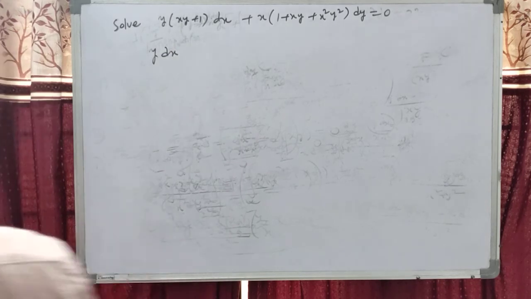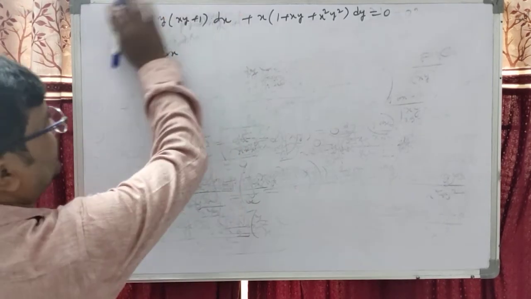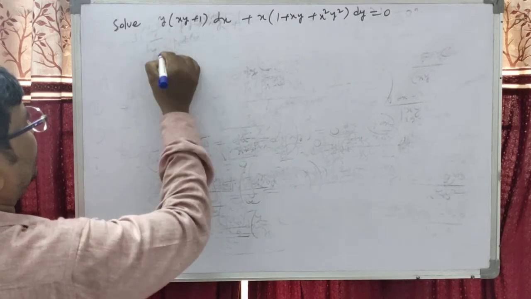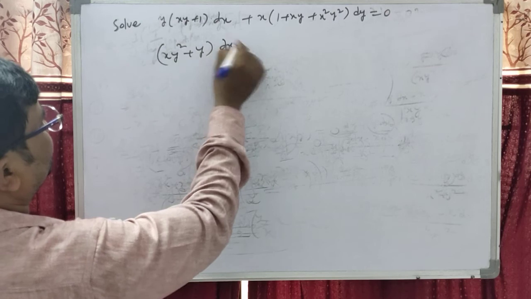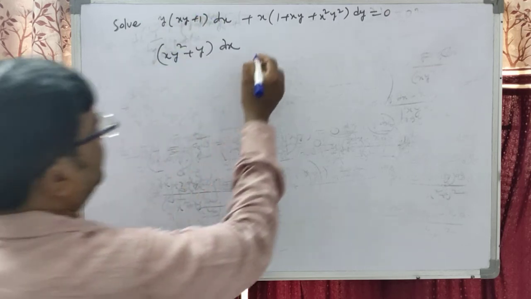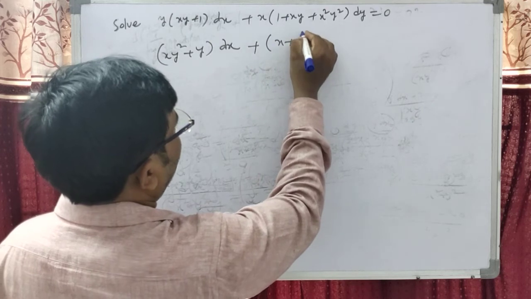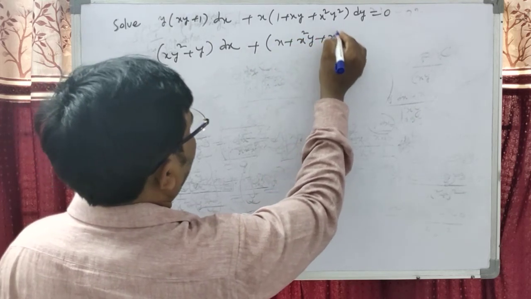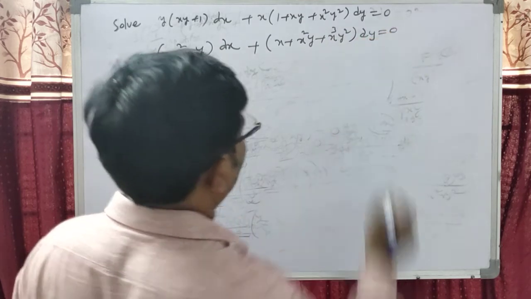What is there, students? y into (xy plus 1). First multiply with y: this is xy square plus y. My dear students, next x into 1, x; x into xy, x square y; x into x square y square, x cube y square, into dy equal to 0.